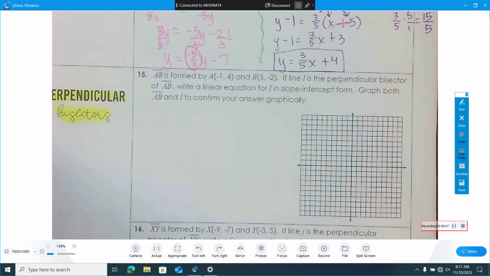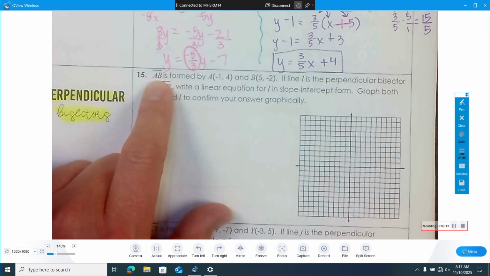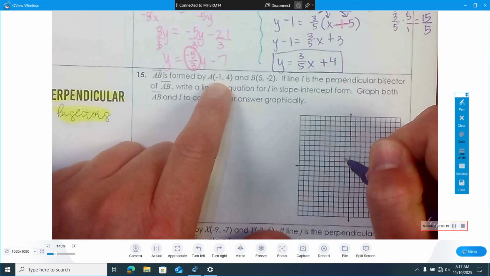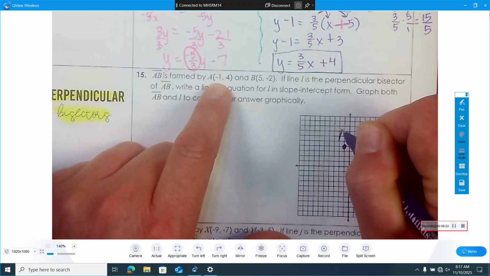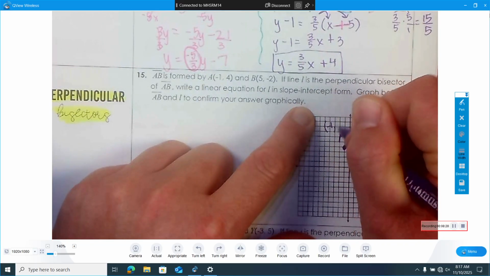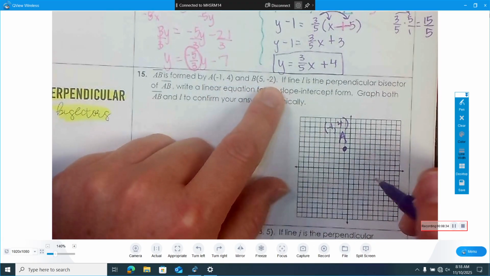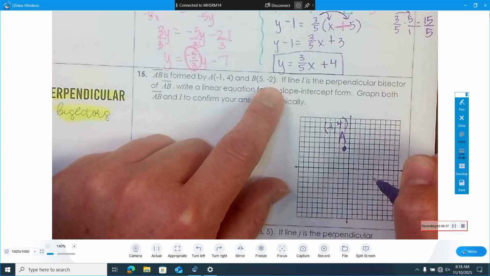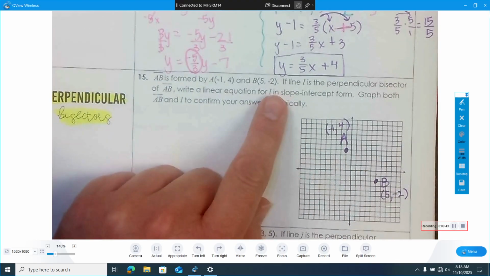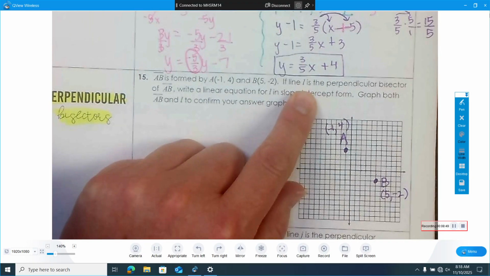So what we have here is segment AB, formed by A, which is at -1, 4. I'm going to write that down. And B is at 5, -2. So here is point B at 5, -2. If line L is the perpendicular bisector of segment AB.